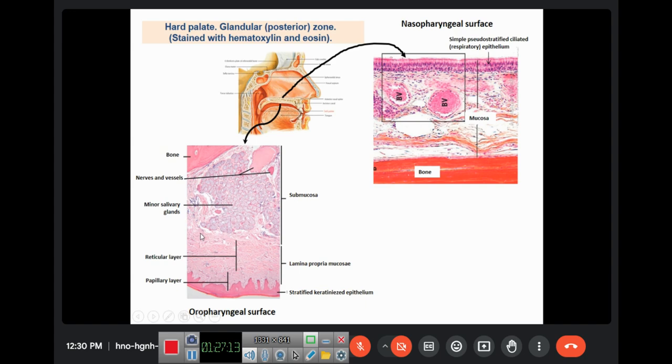Then, with no clear border between lamina propria mucosa and submucosa, goes the submucosa, inside which we have here a lot of minor salivary glands and large blood vessels and nerves. Submucosa is connected to the bone. So this is the structure of the glandular part of the hard palate. It is glandular because it contains glands in submucosa.